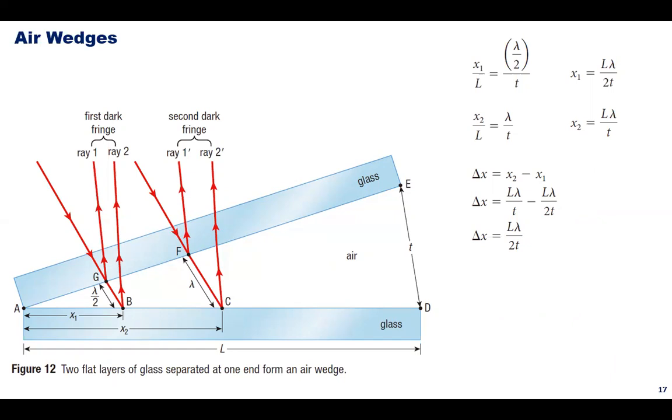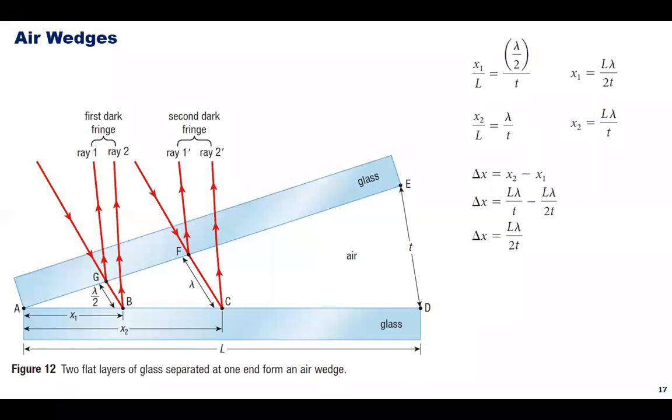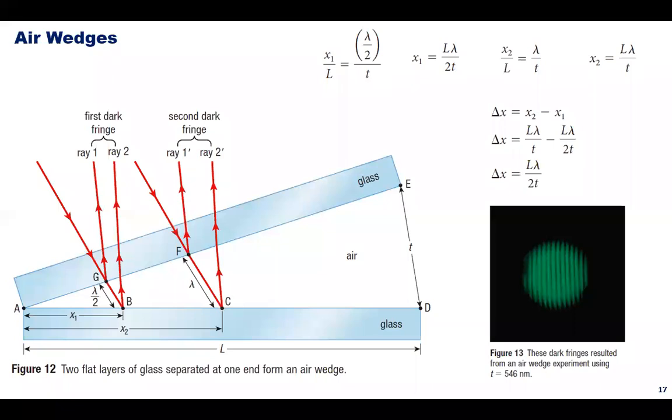figure 12. The interference patterns produced, such as the pattern in figure 13 here, shown on the bottom right, can be used to measure very small distances.